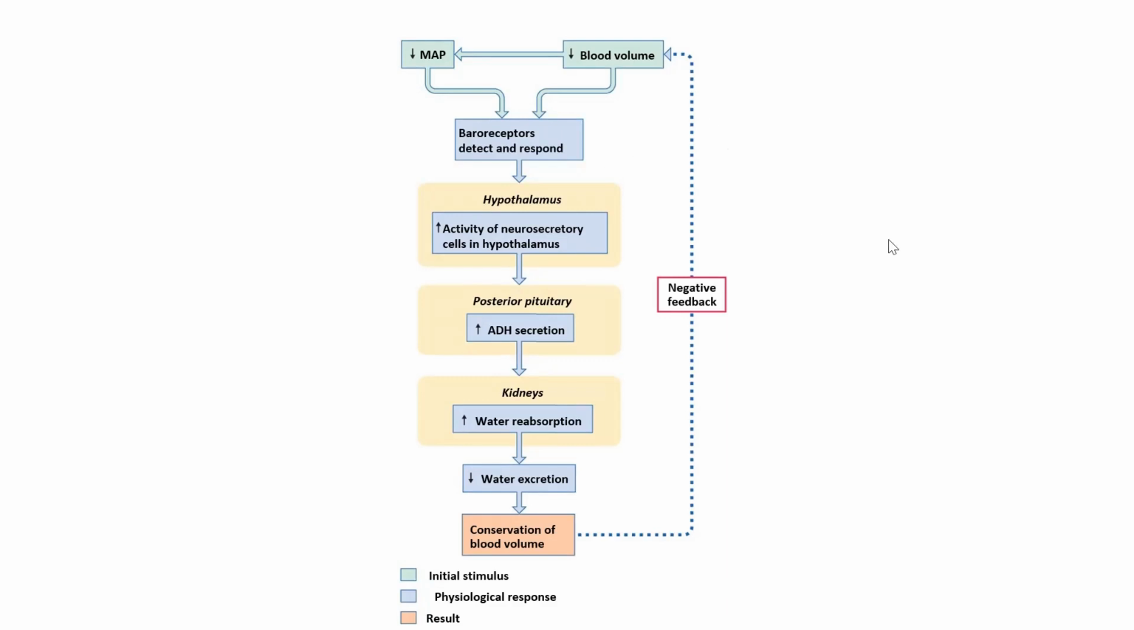So if someone got stabbed, right, they're bleeding out, this is the type of mechanism that we're going to see as a way to preserve blood volume, right, to keep fluid levels up, to keep blood pressure up by preserving more blood volume.